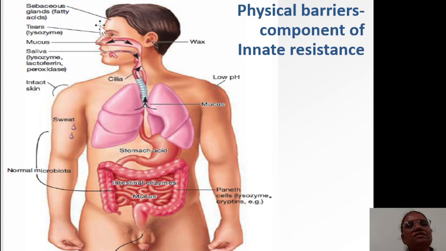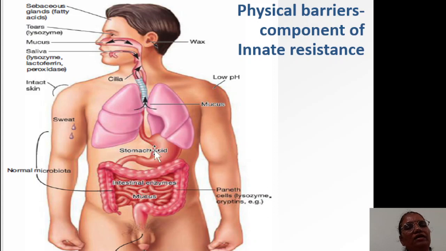Tears possess some important enzymes like lysozyme and lactoperoxidase. Additionally, the mucus present throughout the respiratory tract, digestive system, and urogenital system also plays a role. Saliva itself is a rich mixture of a variety of inhibitory substances, as can be seen here: lysozyme, lactoferrin, and peroxidases. Waxes in the ear also prevent microbial survival there.